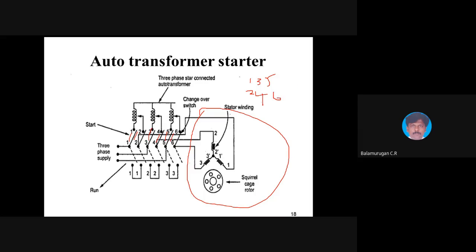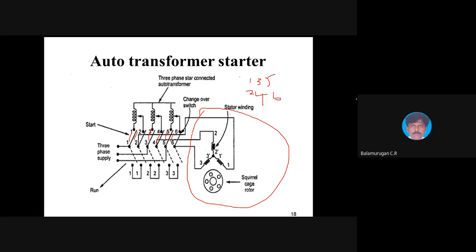The question is from which terminals the supply will go to the stator winding. If we keep the position on the upper side, as per the diagram, will the supply go to the stator winding through the odd numbers or the even numbers? It will enter through the odd numbers and leave towards the even numbers. That is the position.